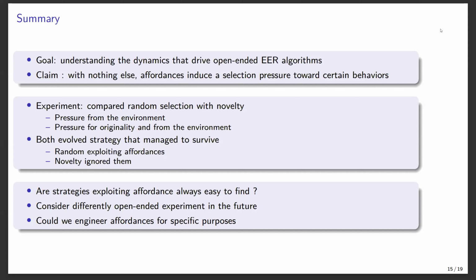We designed this experiment and we compared one experiment with only pressure from the environment, and a second variant with a pressure for originality plus the pressure from the environment. Both strategies managed to survive, so managed to evolve correctly, except that in the random case the agents exploited or used the affordances, whereas in the novelty case they didn't, although they both started with the same behavior.